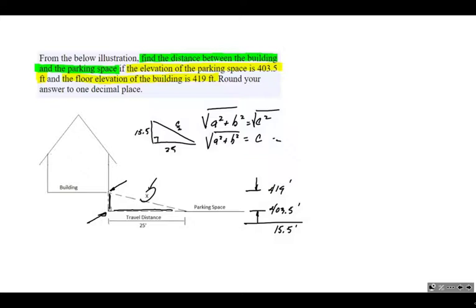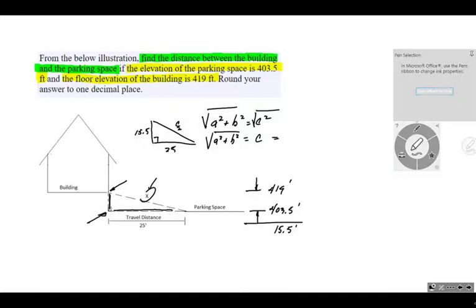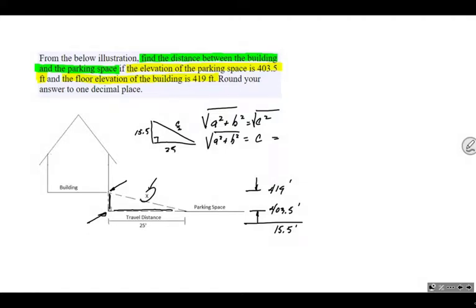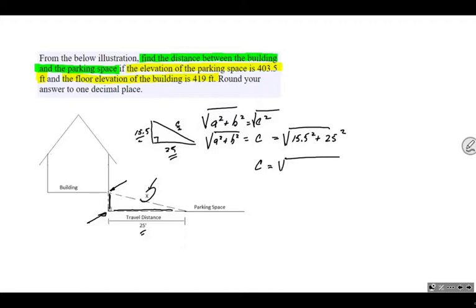If we bring over our values, we have c is equal to the square root of, either one of these can be a or b, 15.5 squared plus 25 squared. Let me get rid of a little bit of information here to make ourselves a little more room. So we have c is equal to the square root of 15.5 squared.